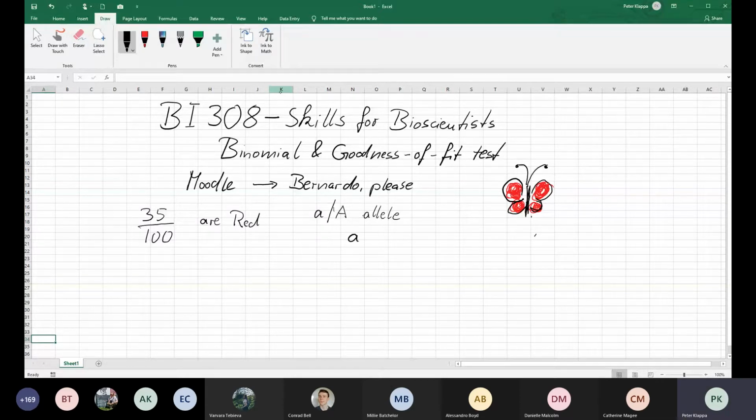That is responsible for the color. So butterflies that are AA are red, and everything else, let me write it like that, they are all, let's say, blue. So we sampled 100 butterflies, and we found 35 are red.